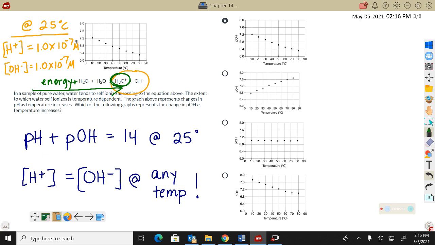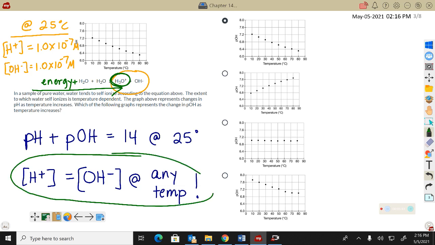But what we've got to think about is this, that if I'm shifting it more forward, hydrogen and hydroxide will always be the same concentration. So that if you take pH, opposite log of the hydrogen concentration, or pOH, opposite log of the hydroxide, they should always be the same. Oh, isn't that interesting? So the pOH graph looks just like the pH graph.